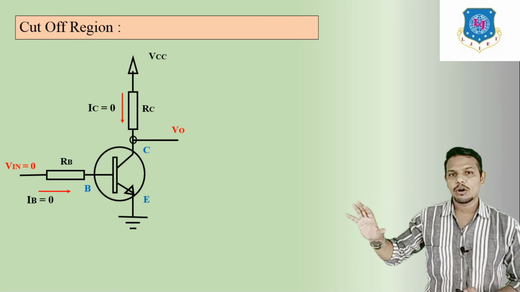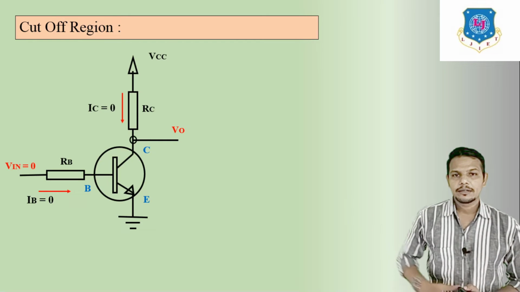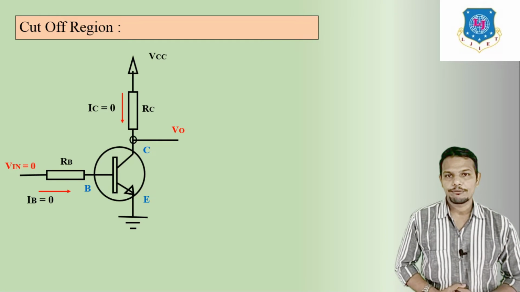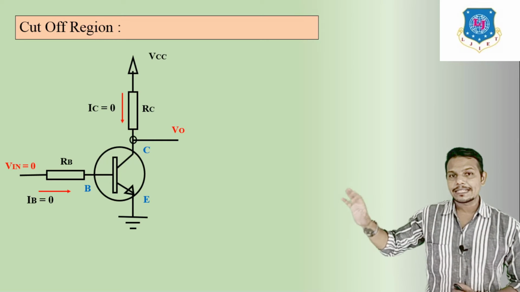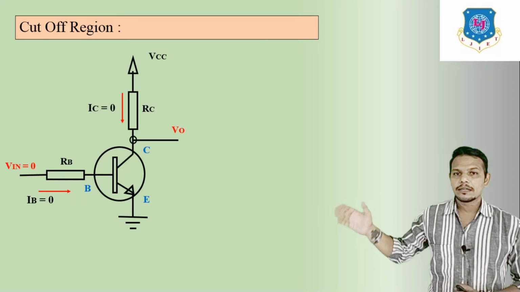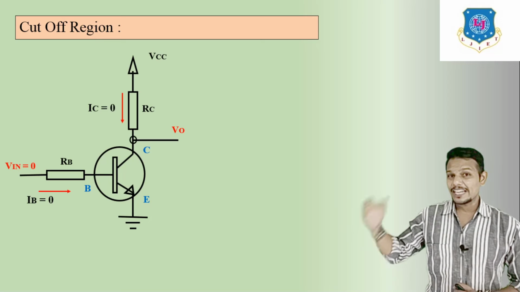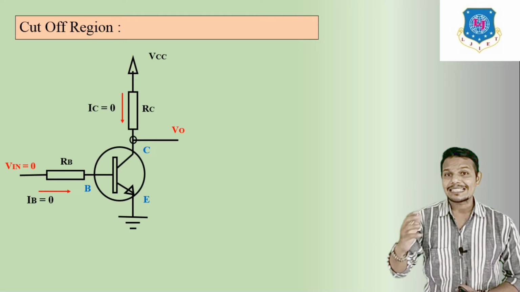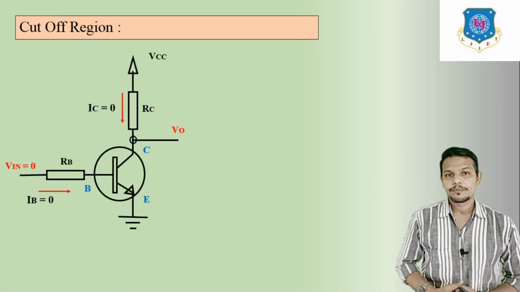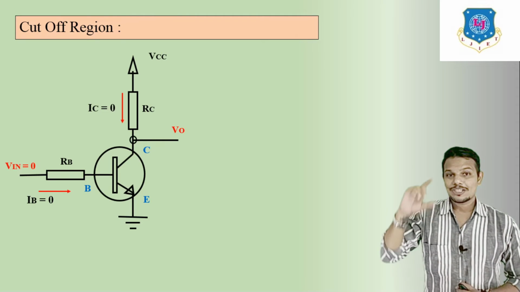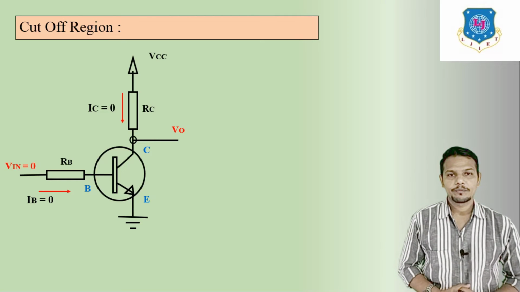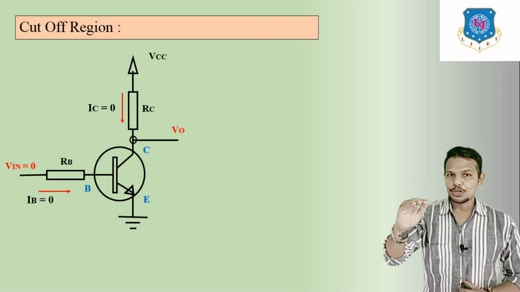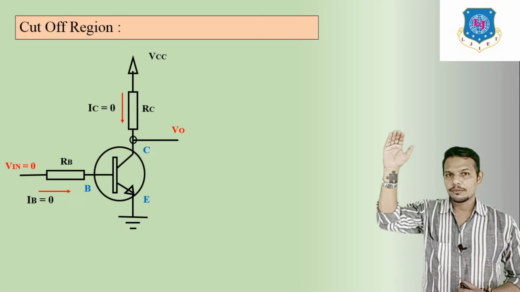Here we can see the circuit diagram of transistor as a switch. At Vin we can put the input waveform, and at VO we can get the output waveform. If we apply Vin equal to zero, that means your IB, the base current, is equal to 0. If your input current is 0, that means your output current IC is equal to 0. If your output current IC is equal to 0, that means across this RC, the collector resistance, the voltage drop should be 0. If the voltage drop across this resistor is equal to 0, that means at your output voltage, you will find the value of VCC.